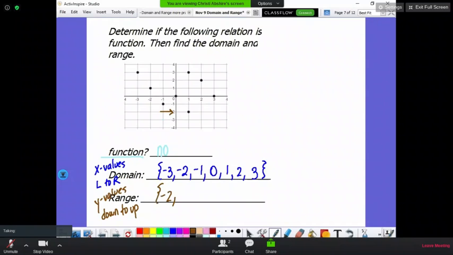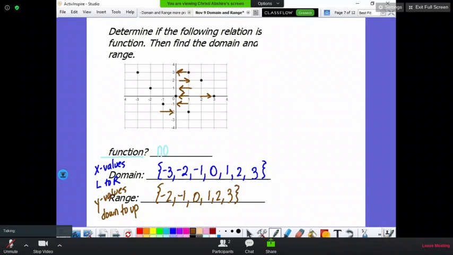The next one's in line with -1. Then I have one and another one in line with 0. Then I have one in line with 1, another one in line with 2, and another one in line with 3. So 1, 2, 3.